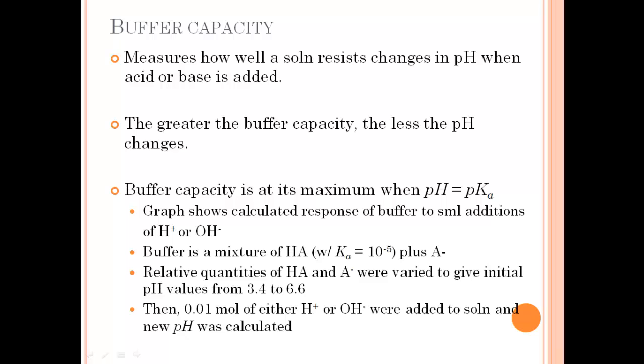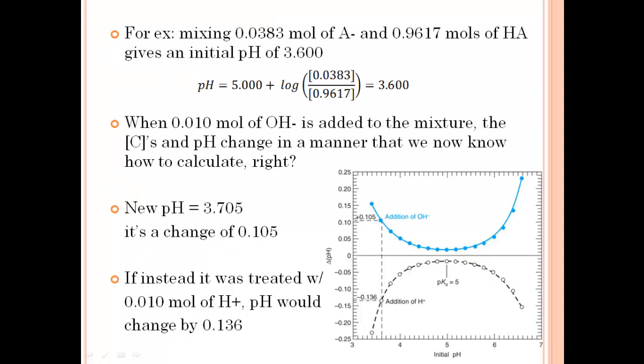But then they went ahead and added 0.01 moles of either a strong acid or a strong base. And they wanted to find out how the new pH changed when they added this strong acid or strong base. So, as an example, let's say you're mixing 0.0383 moles of a conjugate base and 0.9617 moles of its conjugate acid, and that gives you an initial pH of 3.6. And we know that because we plugged all those values into our typical HH equation. And we know that the pKa was 5 because they told us that the Ka was 10 to the negative 5.